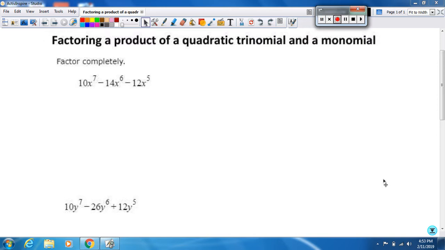Okay, factor completely. The first thing you want to do is look at the numbers and see if you can divide them all by something. The biggest number you can divide them by is what you want to use. And I can divide all of these by 2. And then for your variable, your x, you want to use the smallest exponent. So I have a 5.